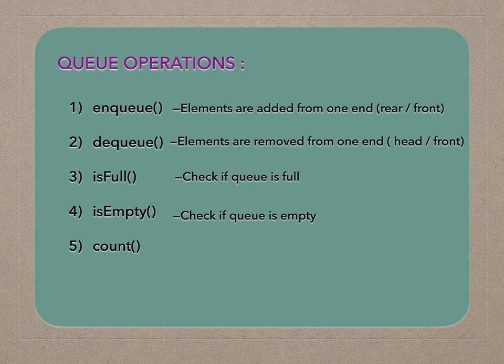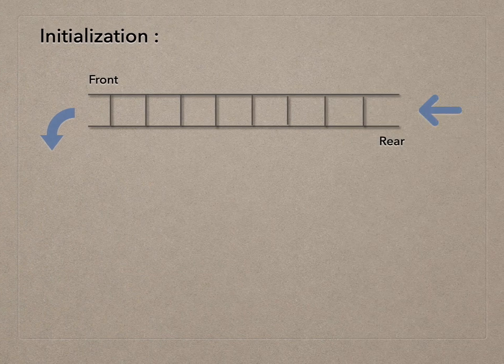Is empty: check if the queue is empty. Count: gets the count of total items in the queue. Count shows how many values are actually there in the queue. If size equals 7, and there are 5 and 6 in the queue, then the current count of the queue is 2. Depending upon the NQ and DQ operations, this count value changes, but the size of the queue does not change. Now let's see the different operations.